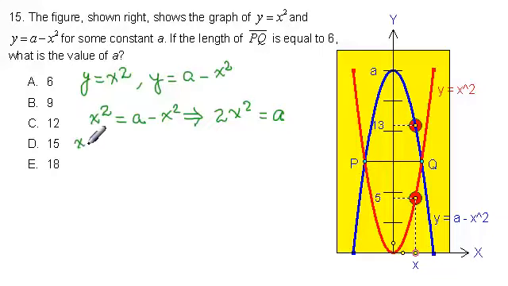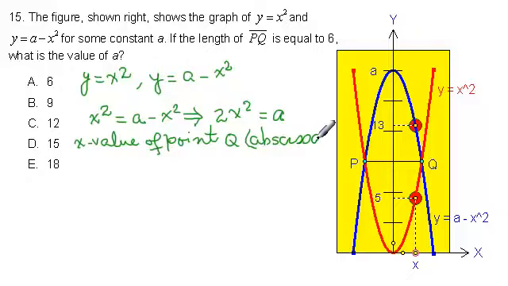So the x value of point Q, which is also called the abscissa, is going to be x equal to 3, because the whole distance from P to Q is 6, so the halfway distance is going to be 3. So the x value is 3.